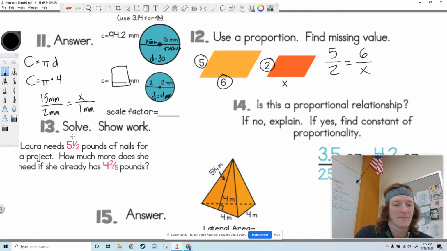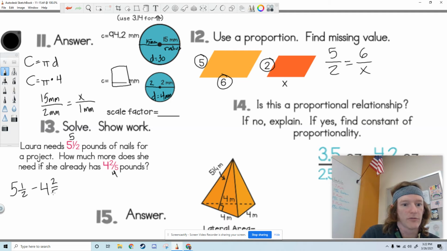Number 13, solve and show work. Laura needs 5.5 pounds of nails for a project. How much more does she need if she already has 4 2/5 pounds? So first off, we need to think, what kind of problem is this? When I see these fractions, I want to think about this a little easier. So let's pretend Laura needs 5. She already has 4. How many more does she need? Well, she would need 1 more, and that's 5 minus 4. So this is a subtraction problem. So we're going to do 5.5 minus 4 2/5.